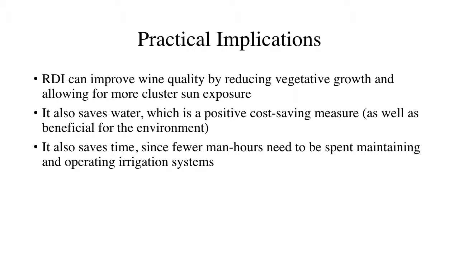There are many practical implications to using RDI. From the data I've shown today, it's clear that RDI can improve wine quality by reducing vegetative growth and allowing for more cluster sun exposure, as well as producing smaller berries. It also saves water, since you're not irrigating as frequently. This is going to save you money, and it's beneficial for the environment. Also, it'll save you time, since fewer man-hours are needed to be spent maintaining and operating irrigation systems.